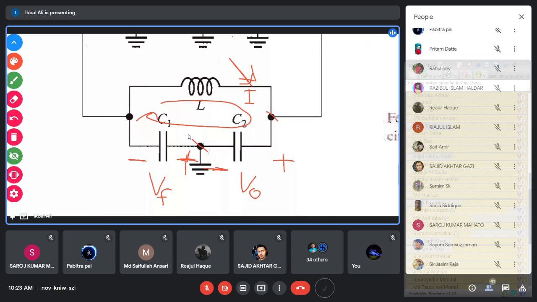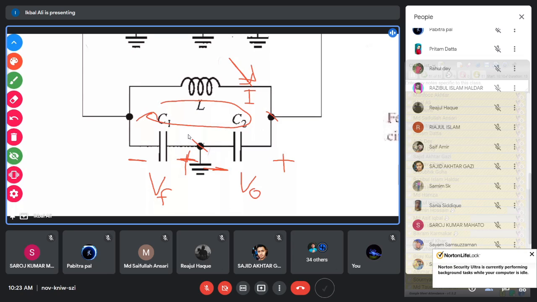So we have calculated the voltage V0 and the voltage VF with respect to the current. If you remember this, if you take the ratio of these two voltages, I times the impedance of C1, XC1, and I times the impedance of C2, then you will get beta, which is VF by V0, and it will become C2 by C1. So this was the calculation. This is a very simple way we have calculated it.